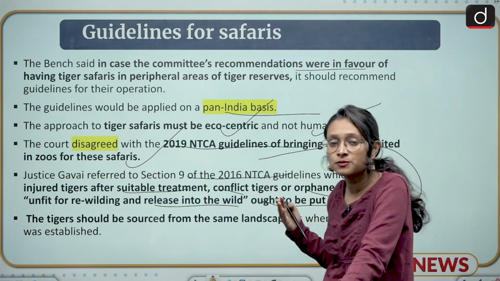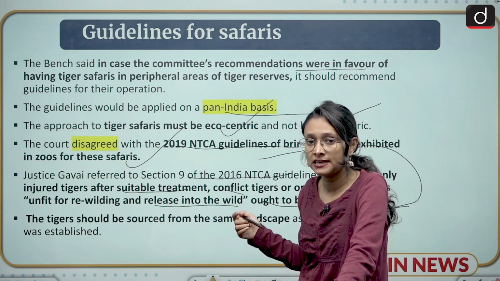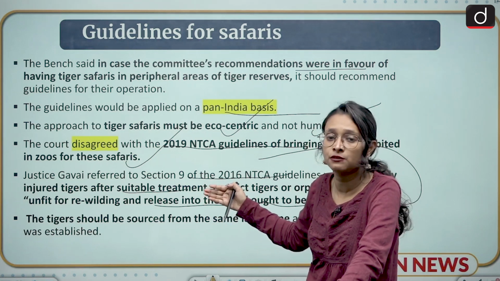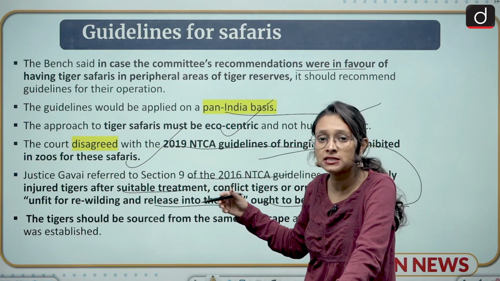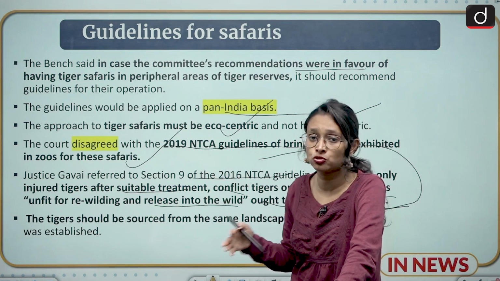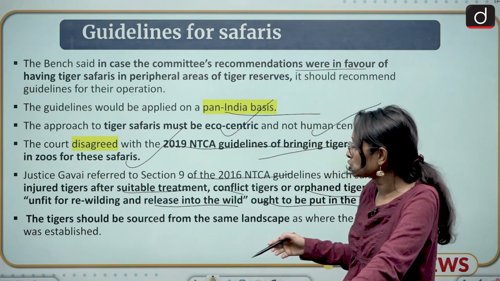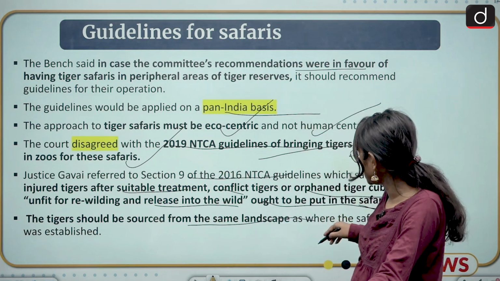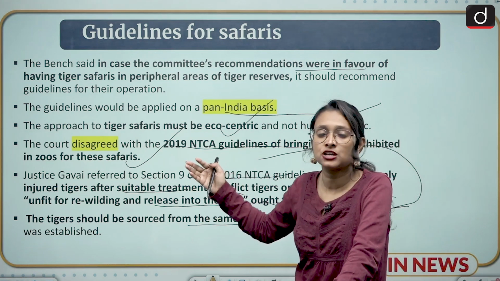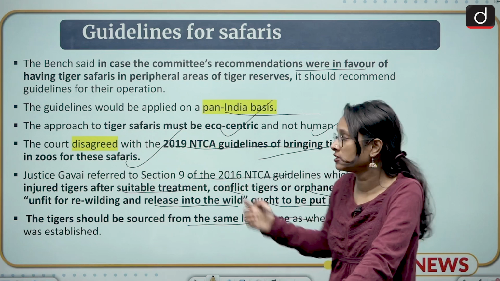but it has been objected to by the Supreme Court, and it said why only these tigers will be preserved and be part of the safaris. It means that other tigers are not preserved and they are very much prone to exploitation, and tigers should be sourced from the same landscape as where the safari was established. So all these directions must be adhered to by all the tiger reserves.